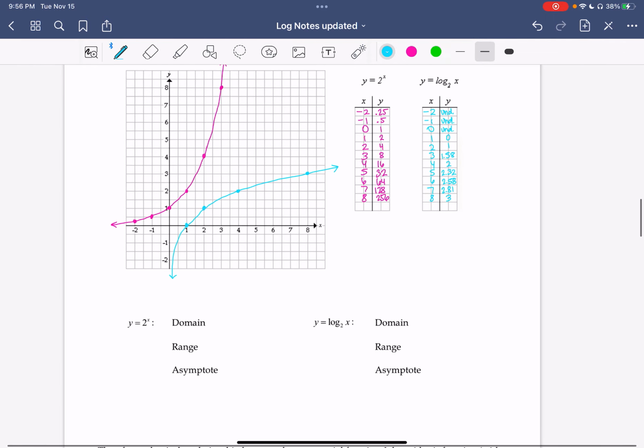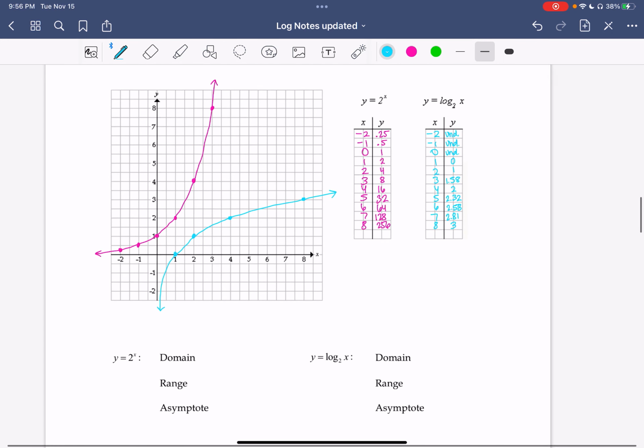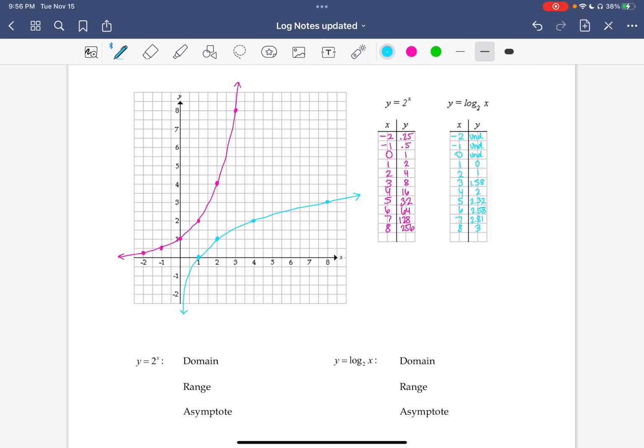And then we're asked to write the domain, the range, and write the asymptotes of each of these. Okay, so looking at just the pink one, so the domain is read from left to right. So we start from the left-hand side and we go towards the right. We see that it goes infinitely to the left and infinitely to the right. So this domain is going to be all real numbers.